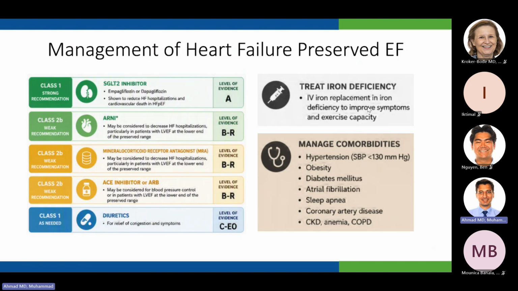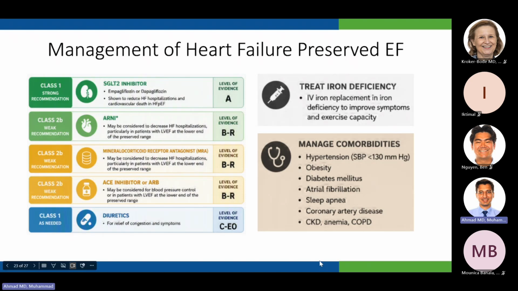You look for iron deficiency in both HFrEF and HFpEF. Check the ferritin. If the ferritin is less than 200, give them some iron. If it's above 200, check the saturation. And then again, manage all the comorbidities because they all contribute.